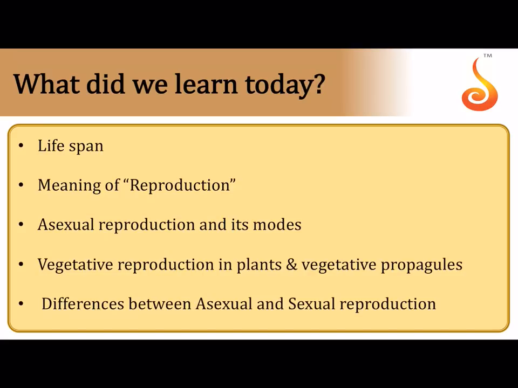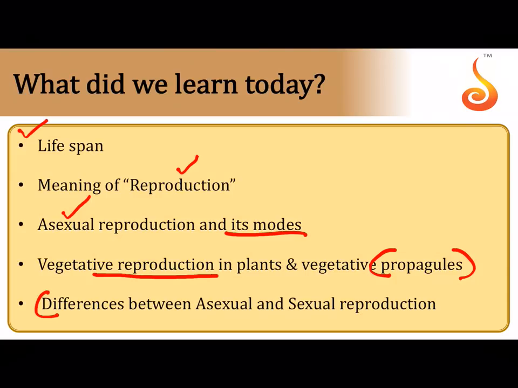So that marks the end of this particular lecture. We will stop with the phases of life specifically with regard to plants. So what did we learn in today's class? We learned about the meaning of lifespan, the meaning of reproduction, the innumerable modes of asexual reproduction, asexual methods, asexual structures. Then we learnt about vegetative reproduction. In vegetative reproduction, we learnt the units of vegetative reproduction, multicellular units which are capable of giving rise to new plants. They are called vegetative propagules.